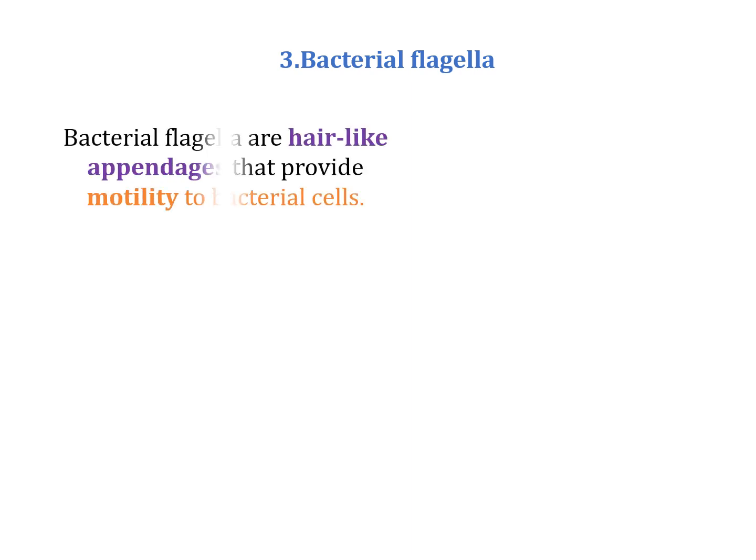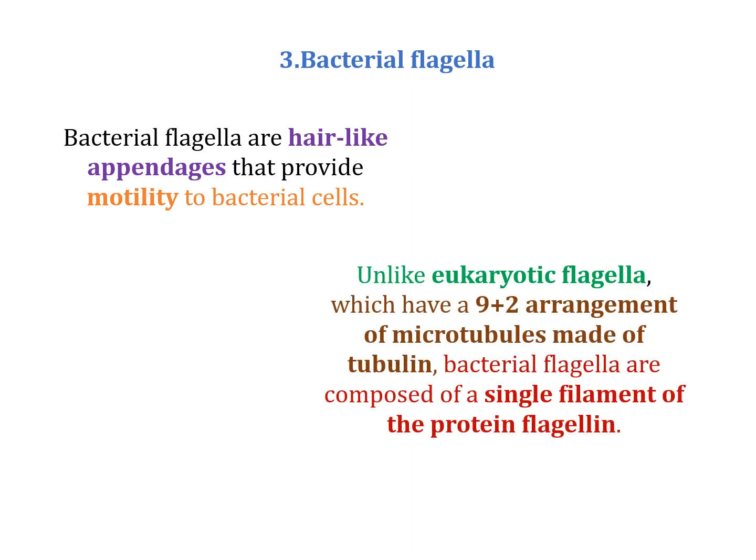Bacterial flagella. Bacterial flagella are hair-like appendages that provide motility to the bacterial cell. Unlike eukaryotic flagella, which have a 9 plus 2 arrangement of microtubules made up of tubulin, bacterial flagella are composed of a single filament of the protein flagellin.